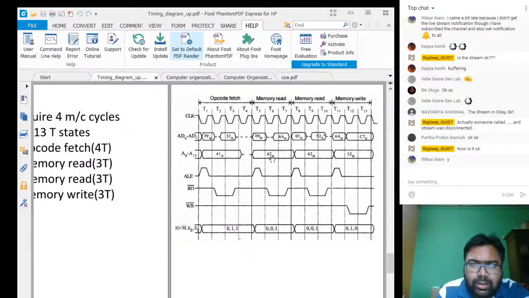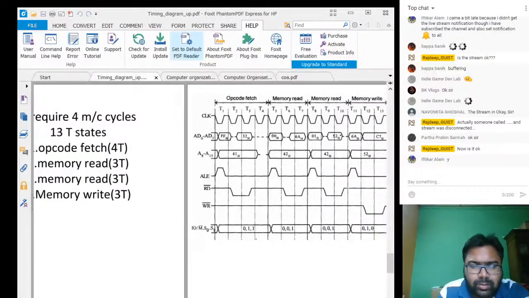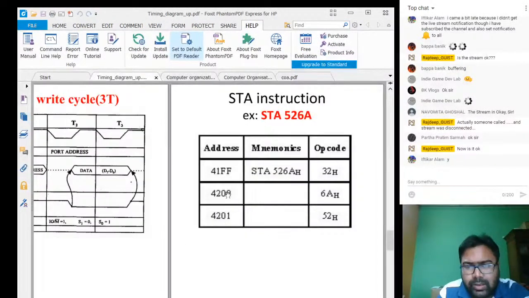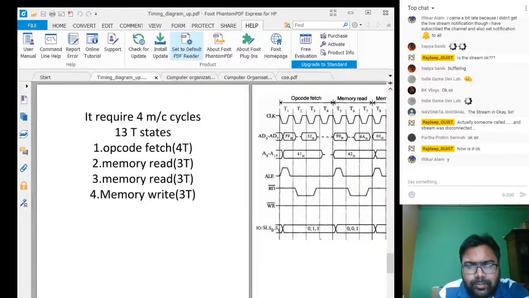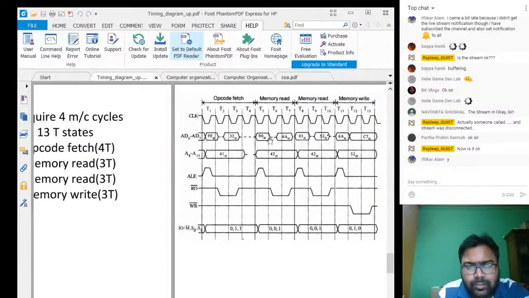Here, if you see closely, RD is again activated and 6A is placed in the CPU. Next, 4201H is being read. Here 52 is getting placed.